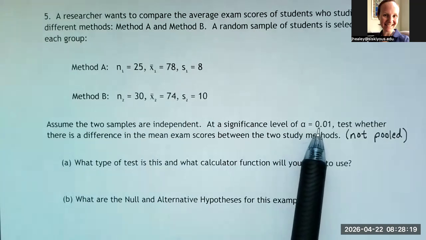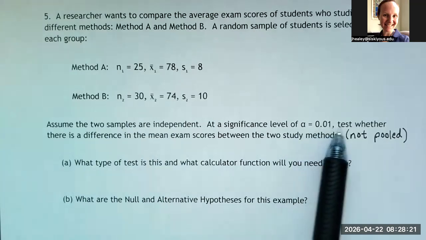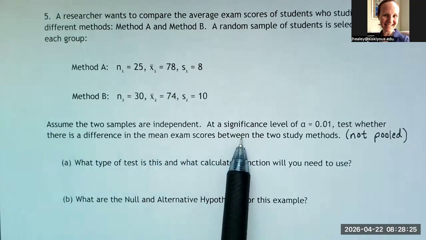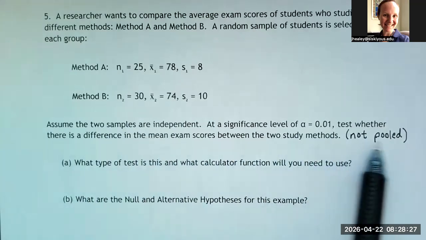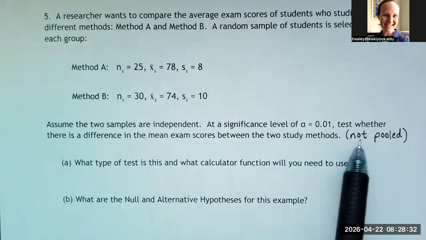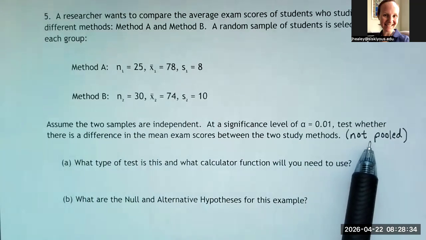At a significance level of alpha equals 0.01, test whether or not there's a difference in the mean exam scores between the two study methods. And we're going to assume this is not pooled, so that the variances, we're going to just assume that they're not equal.